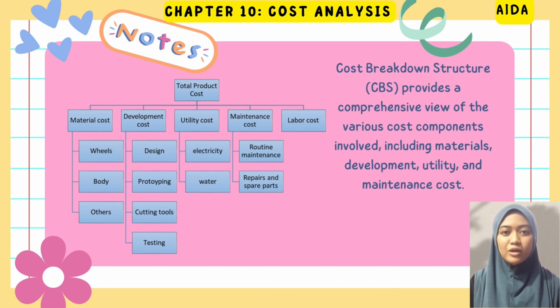I will explain about Chapter 10, Cost Analysis. First, we construct the cost breakdown structure. The cost breakdown structure provides a comprehensive view of the various cost components involved, including the material cost that calculates the cost for wheels, body, and other parts of the product. Next, development cost, which involves design, prototyping, cutting tools, and testing.